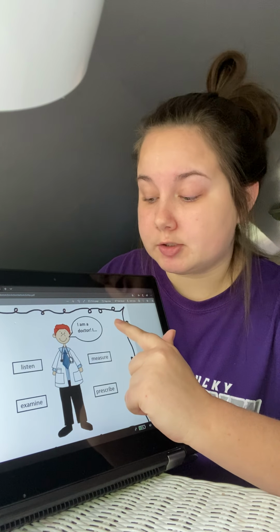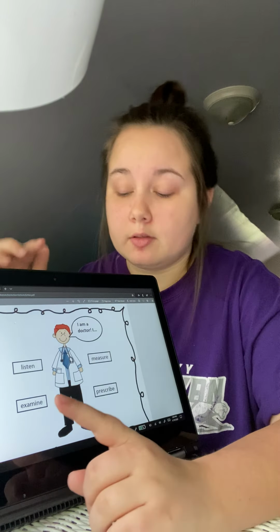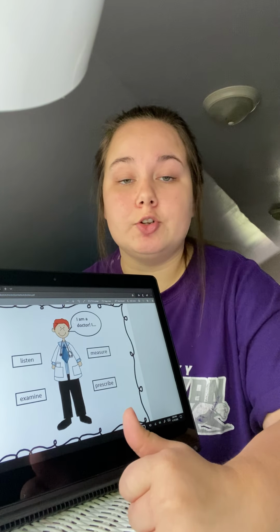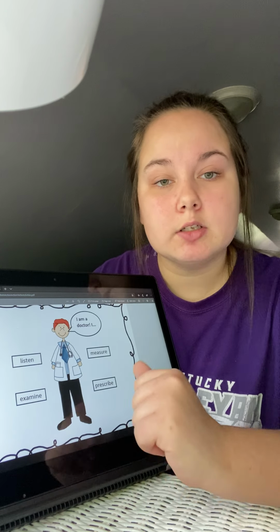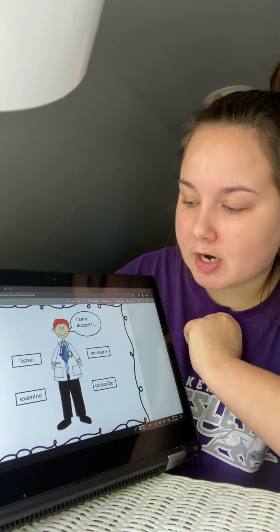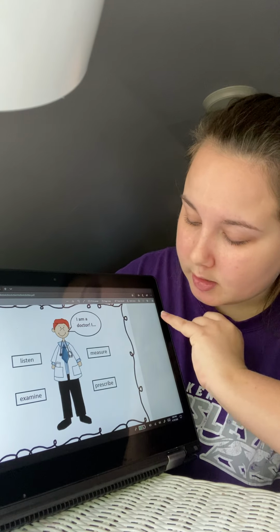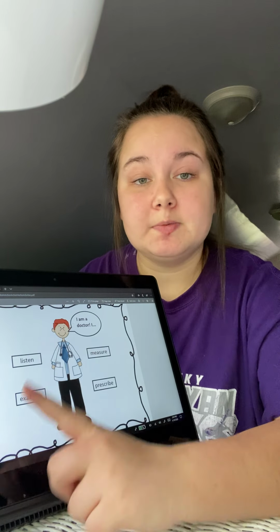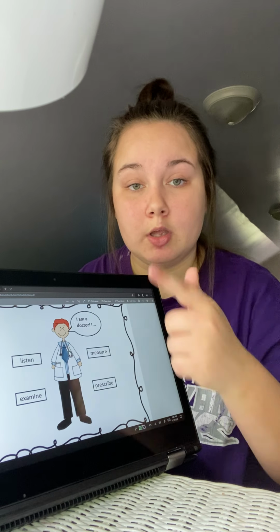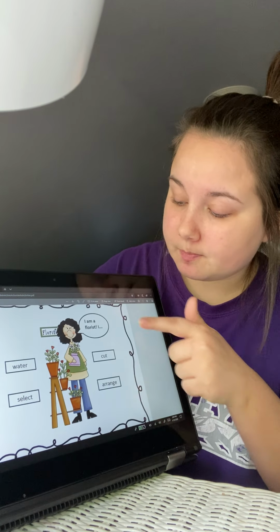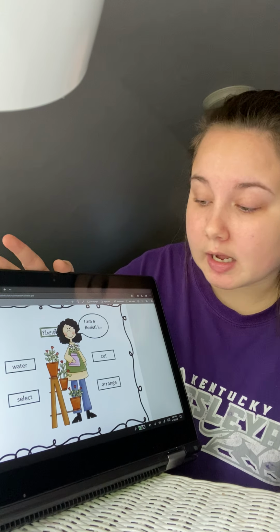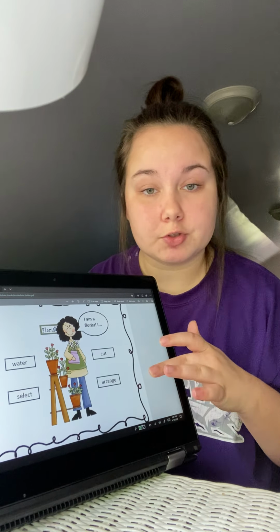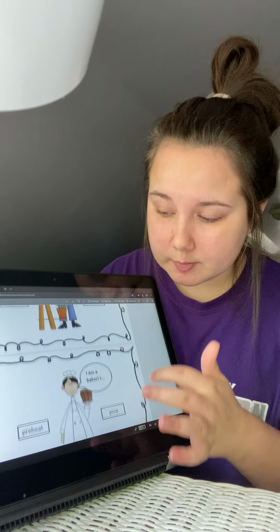doctor. So each of the people on the pages has a different job. Their occupation is different. So it says, I'm a doctor. I listen, examine, measure, and prescribe. So these are all verbs that describe his job. Just like on the next page, we see a woman. I am a florist. I water, select, cut, and arrange. So those describe the job of a florist.